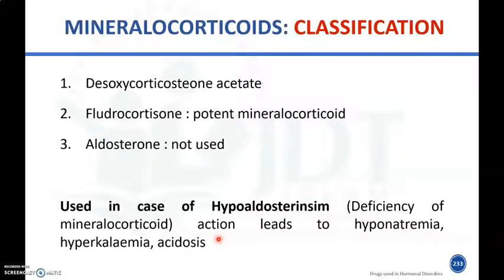Now, in case of hypoaldosteronism, if there is any deficiency of aldosterone in our body, we have to use either aldosterone or its analogs. So these are some examples of mineralocorticoids. Natural mineralocorticoid is aldosterone, but these are not used nowadays. And we are using its analogs like deoxycortisone acetate and fludrocortisone, which is a potent mineralocorticoid. So these are used in case of hypoaldosteronism, which will lead to hyponatremia, hyperkalemia and acidosis. So in order to treat the hyponatremia and acidosis, we can use the mineralocorticoids or its analogs.